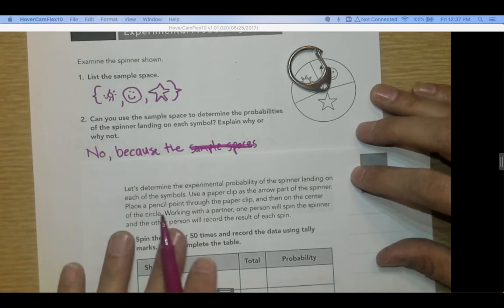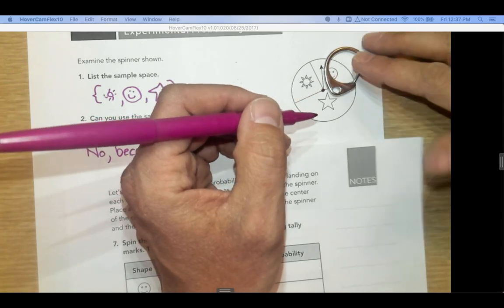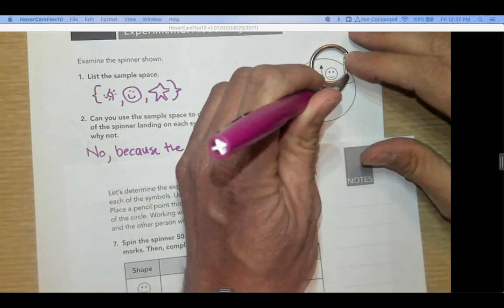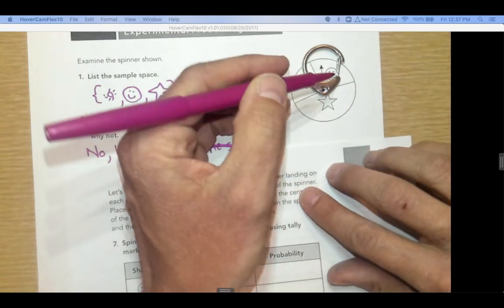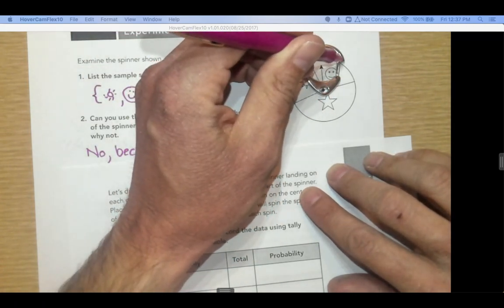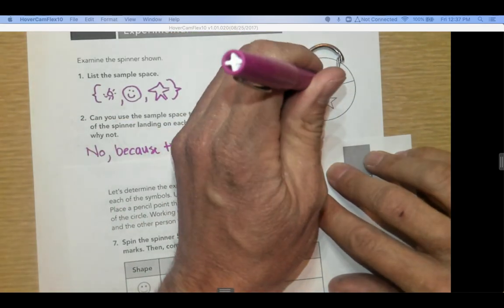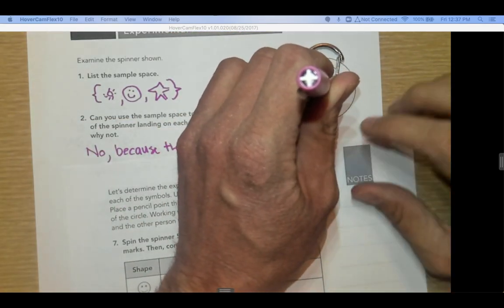Welcome to where you don't have everything you need. All right, here's how this is going to go. I don't have a paper clip that I can find. So I am going to use this thingy right here, and I'm going to put this in the center. And then I'm going to spin it. And then wherever this part ends up, that's what I'm tallying. Did that make sense to you? Good.